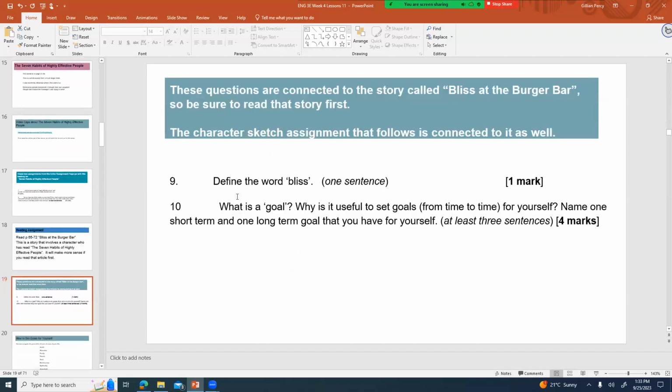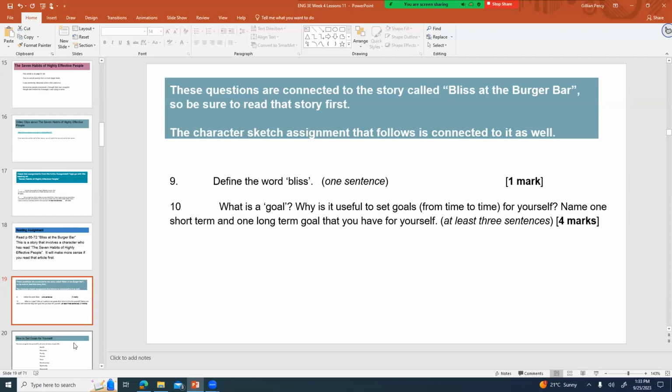So these questions from the extra assignment page are connected to the story called Bliss at the Burger Bar. First is just defining the word bliss. Number 10: what is a goal and why is it useful to set goals from time to time for yourself? Name one short-term and one long-term goal that you have for yourself, at least 3 sentences. So that's 1 mark, and this is 4 marks.